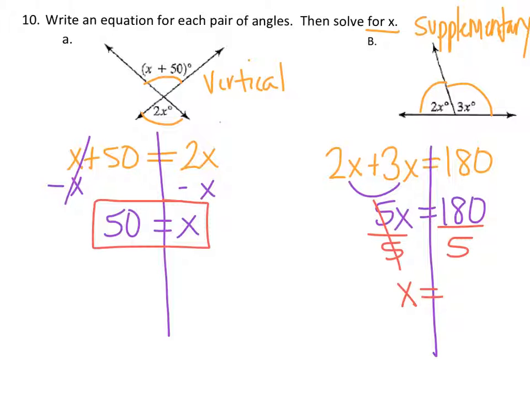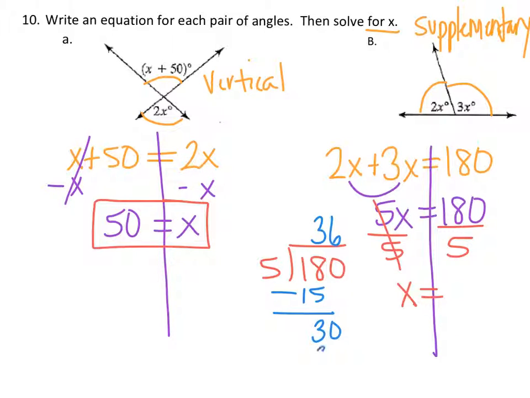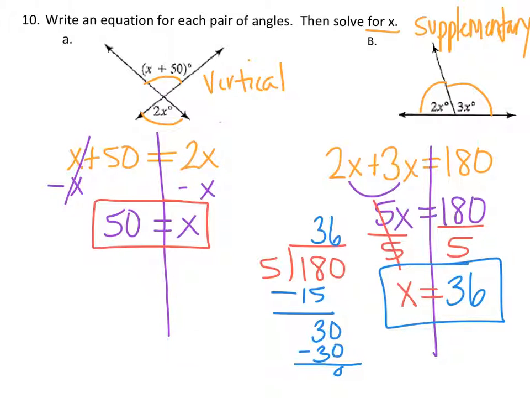And then we need to do 180 divided by 5. Top dog goes in the doghouse. So 5 goes into 18 3 times. 5 goes into 30 6 times. And so the answer is 36. So x equals 36 degrees.